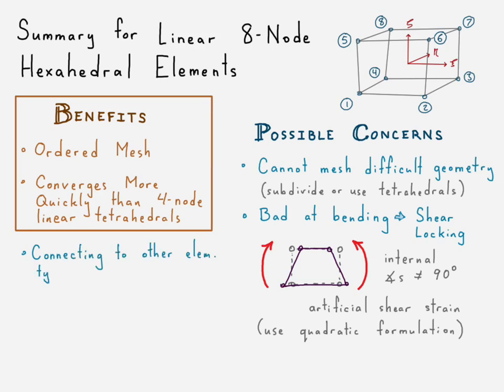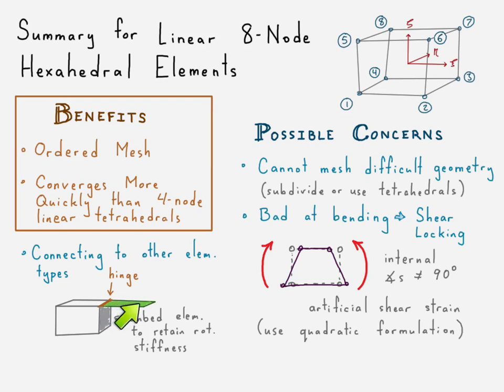All right, and the last concern is connecting to other element types. Let's go ahead and draw our hexahedral element there. We'll go ahead and draw a plate element. Now, plate elements or shell elements do have rotational stiffness. Solid elements do not. And so as a result, this intersection kind of resembles a hinge, right? The shell element is expecting rotational stiffness at this intersection with that solid element, and it's not there. And so the solution would be embedding an element. So with this shell element, we could just embed another shell element right here on the surface of that hexahedral element, and this embedded element would retain that rotational stiffness.